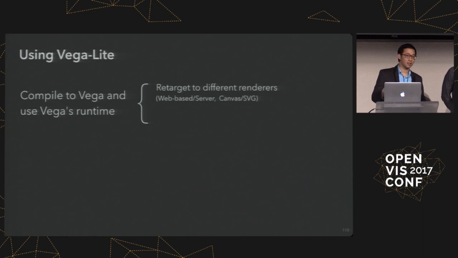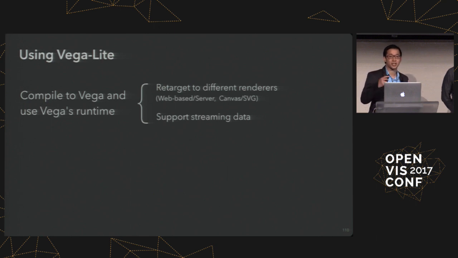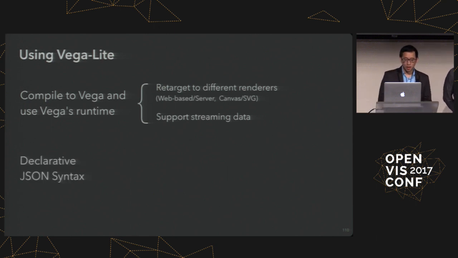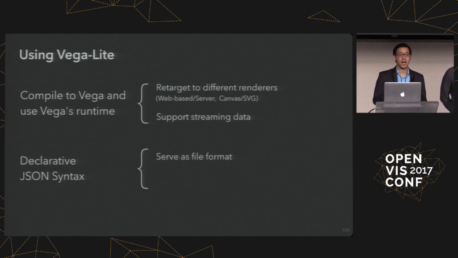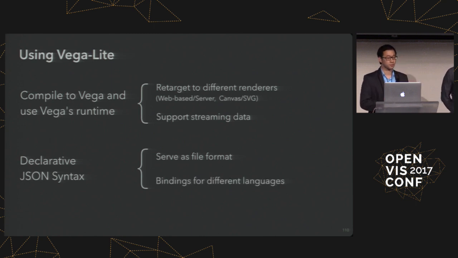For example, if you like Canvas like Kai in the talk this morning, you can just change one parameter and use the Vega specification in Canvas. You can also leverage Vega's reactive architecture and render output for streaming data. And another point is that Vega also supports theming. So suppose your organization has a style guide, you can easily customize all the charts in the same organization. By using a declarative JSON syntax, Vega can serve as a file format for authoring and sharing visualization. And in addition, it can support bindings for different languages.